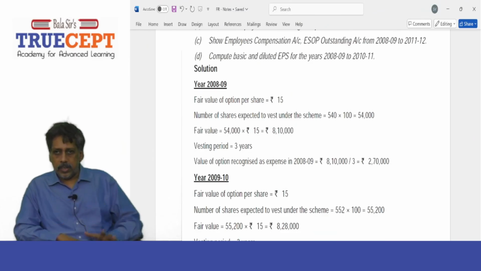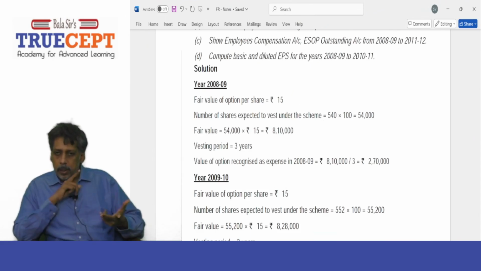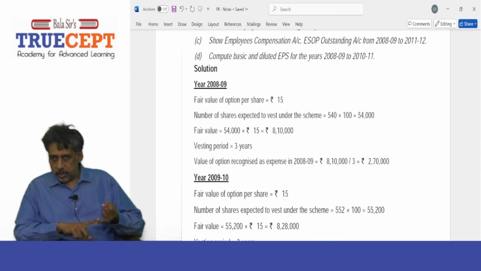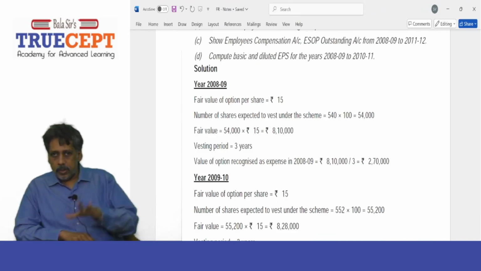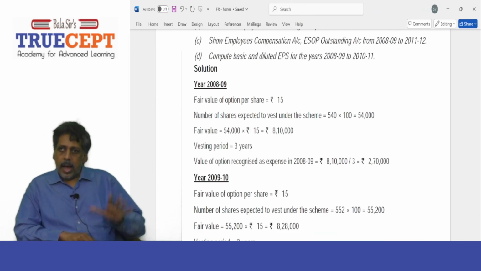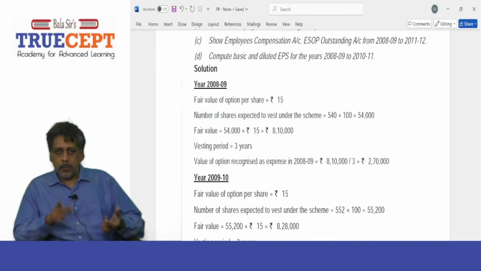Expense for the first year. Now we know that 540 employees will satisfy the vesting condition. That is the expectation, right? And that into 100 options each works out to 54,000 options that will vest. And that into the option's fair value, given as rupees 15. We know it's a 3-year vesting period, right?